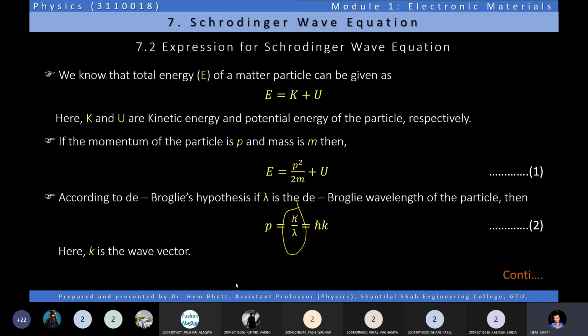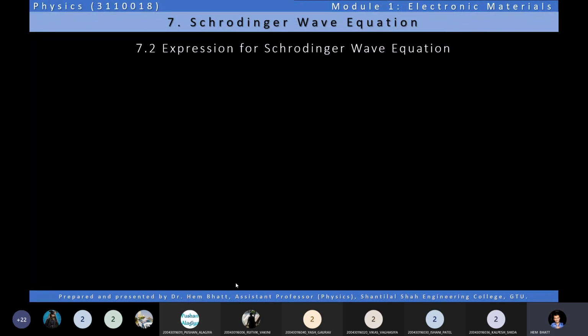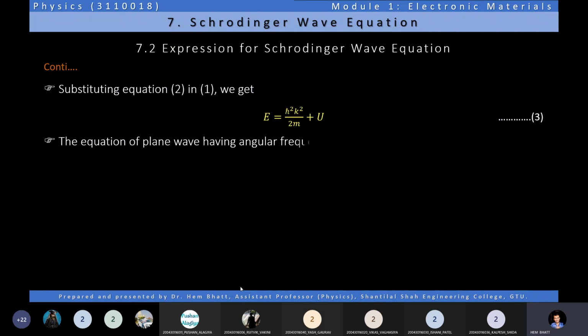Okay, so now if I substitute second equation into first, this is what we get. E is equal to h cut square k square by 2m plus u. Let it be third equation. Now, so far we are considering particle nature. So now if I take the corresponding wave, I can have one more equation which gives wave nature. So I take a wave equation and then try to connect these two, the particle nature equation and the wave nature equation, and that is the Schrodinger equation.